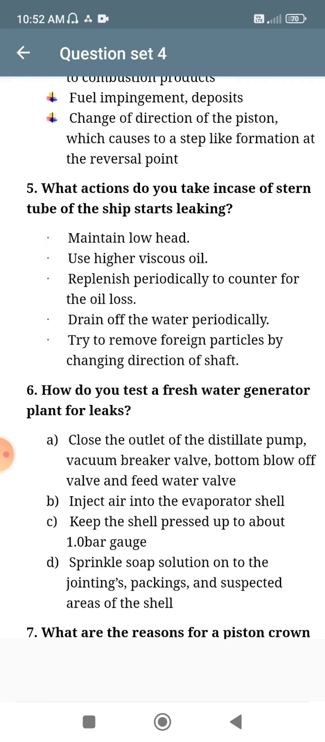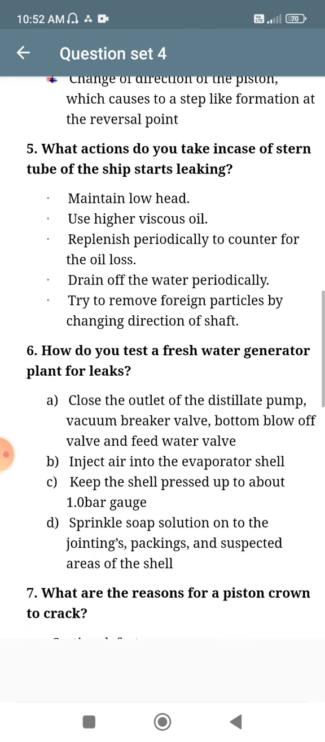So if the stern tube of the ship starts leaking, the actions that we need to take are: maintain low head, use higher viscous oil, replenish periodically to counter the oil loss, drain off the water periodically, and try to remove foreign particles by changing the direction of shaft.